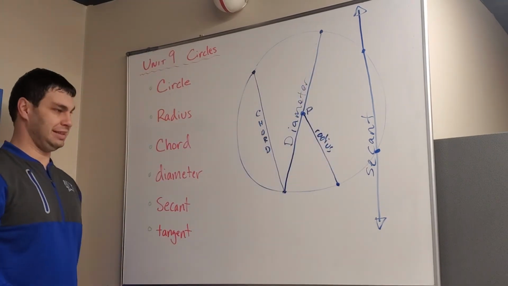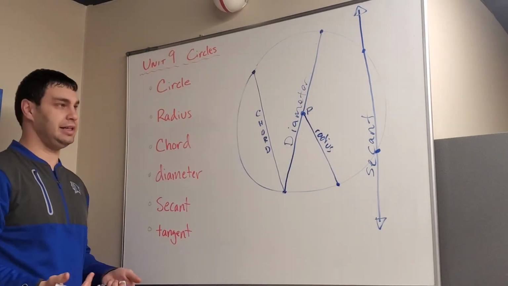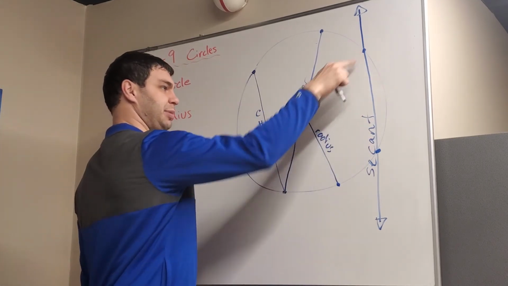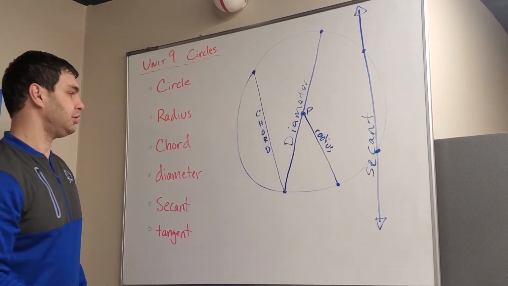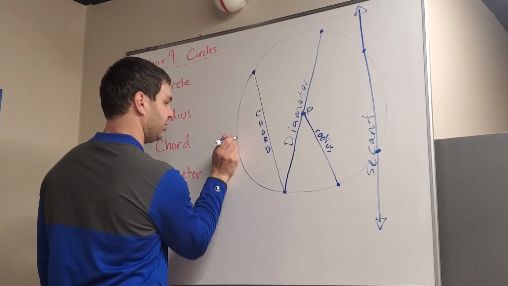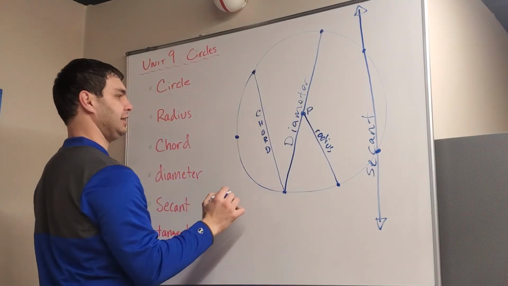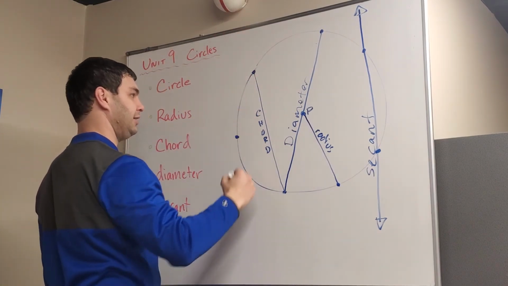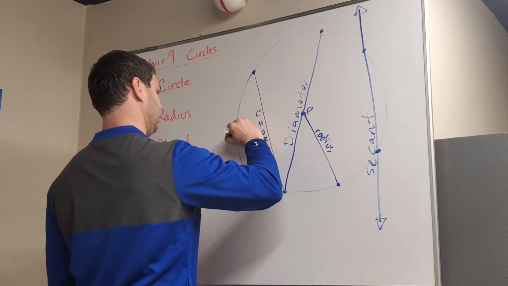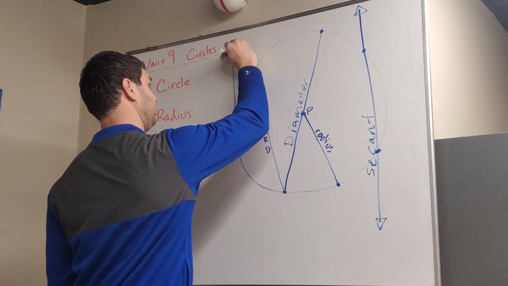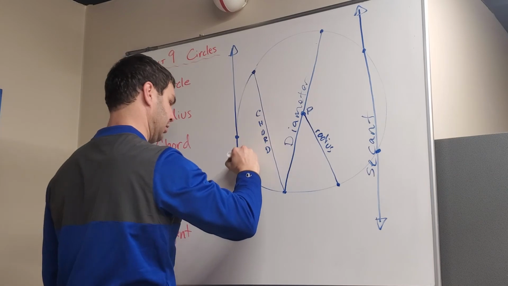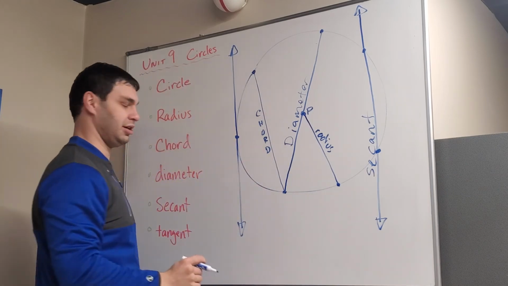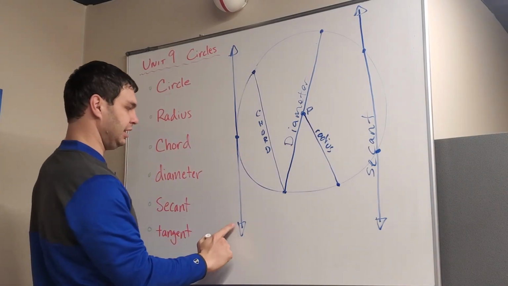All right, the last one is a tangent. A tangent's kind of like a secant, except instead of touching it at 2 spots, it only touches it at 1, which means that if I put 1 dot here, it's going to go through that 1 dot and only touch there. And these are really hard to draw because it's really hard to draw a line that touches it just at 1 spot.